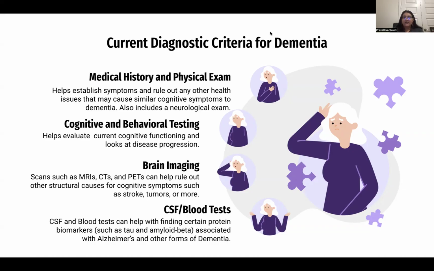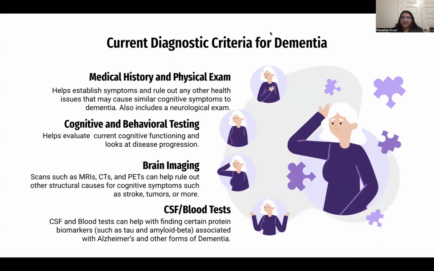Along with that, you also have a lot of cognitive and behavioral testing, which helps evaluate your current cognitive functioning and look at the disease progression. So where exactly are you if you have, let's say, Alzheimer's disease? At what stage are you? Are you at a much further, fully dementia stage, or are you at a point where you have some cognitive deficits, but you're still able to function independently? So that's very important there.